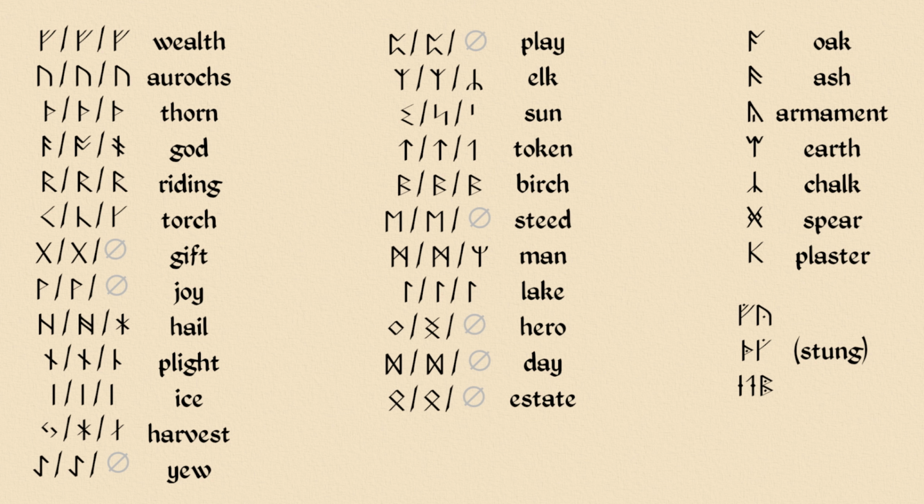In order to specify a certain variant, you can use some kind of qualifier. Like, for example, in Anglo-Frisian contexts, this is known as the bookhand S rune. So we could take that terminology and, if we want to, refer to it as the bookhand sun rune. And likewise, we could call this the stung wealth rune, the stung birch rune, and so on and so forth.